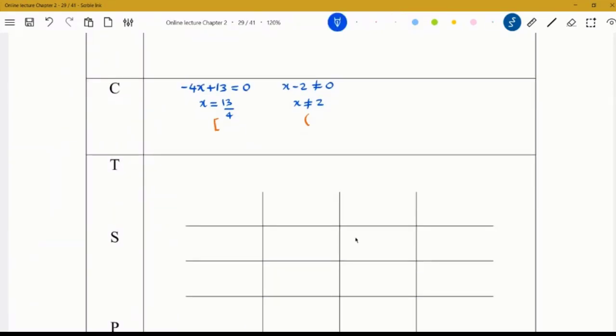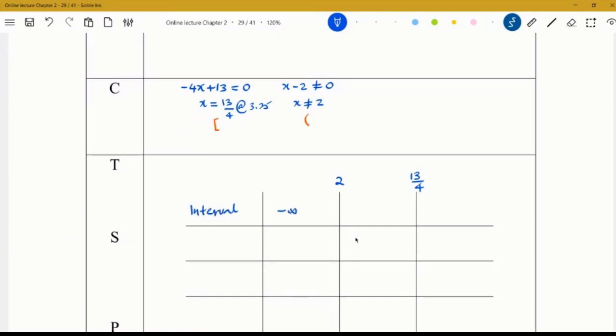13 per 4. Yang datang dulu adalah 13 per 4 ke 2? 2 ini adalah 3.25 kan? So yang datang dulu adalah 2. So 2 kita letak di sini. 13 over 4 kita letak pada palang yang seterusnya. So ini adalah nilai x. So ini adalah interval.